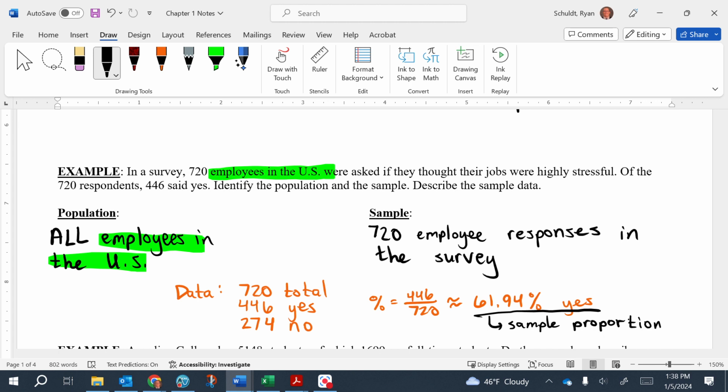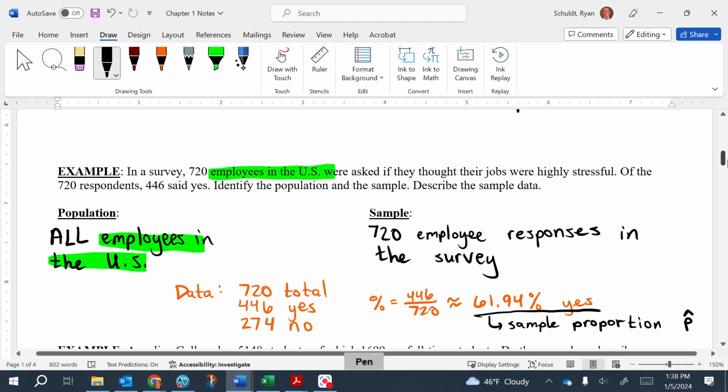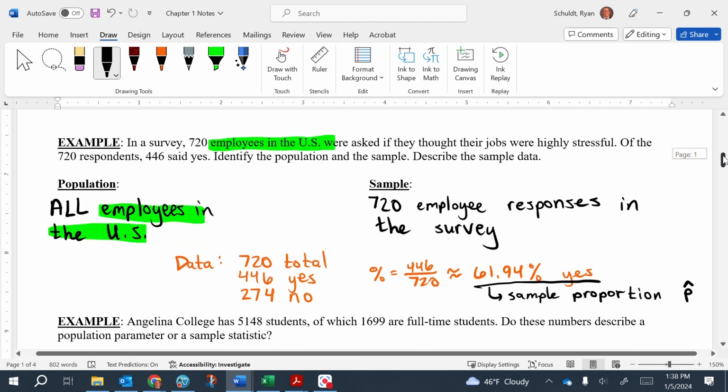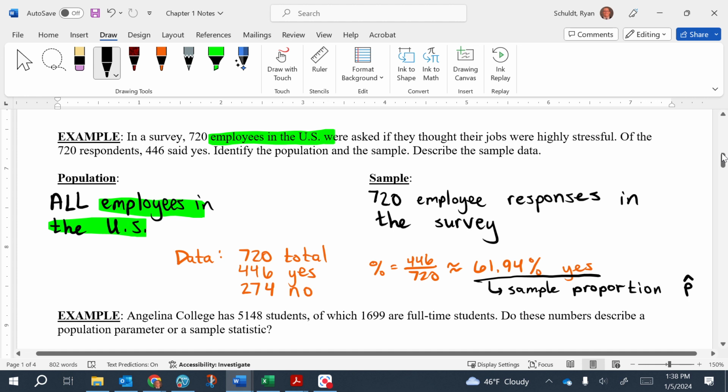P hat. I always laugh when I write it out, because when we get to it, I like to write out how you say it. It almost looks like I'm saying a slang of fat. P hat. Anyways. Questions on that example?